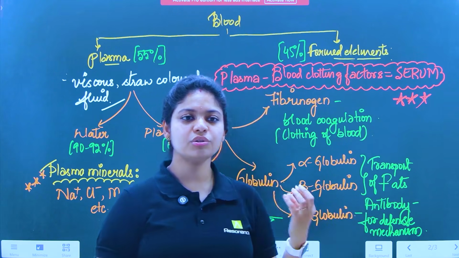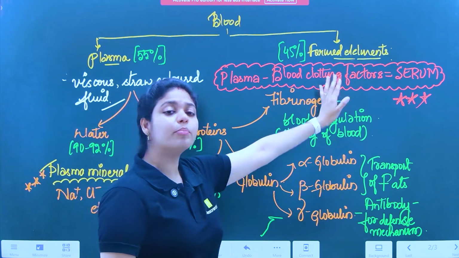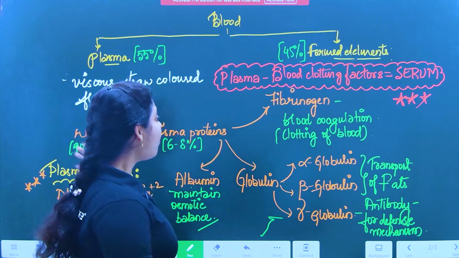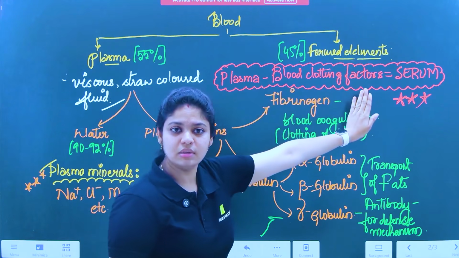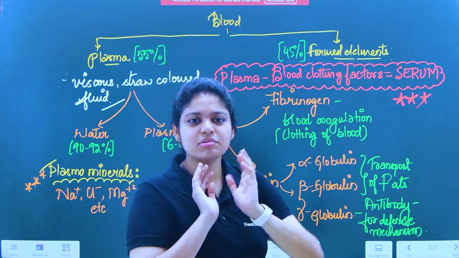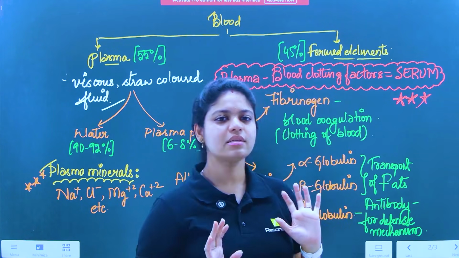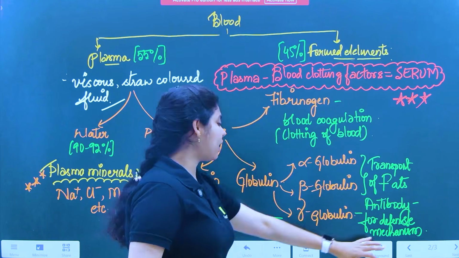Now, in the entire composition of plasma, if I remove the fibrinogen, the blood clotting factor, whatever is remaining is what is called serum. With this we completed plasma.